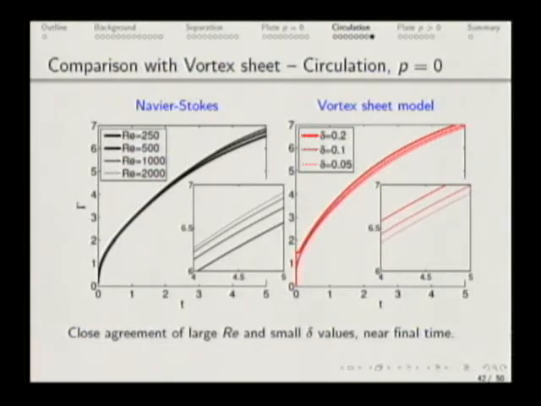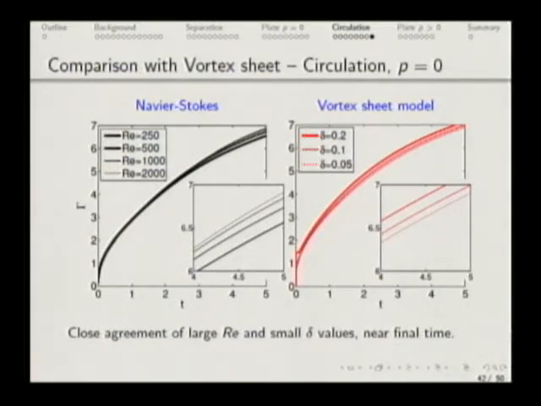This is a comparison of the circulation over this time period. This is the plot we already saw for the Navier-Stokes solution. This is the vortex sheet model with decreasing deltas. And if I look at this close-up, as delta decreases, the circulation goes down. As Reynolds number increases, the circulation goes up. And this final time actually is almost identical.